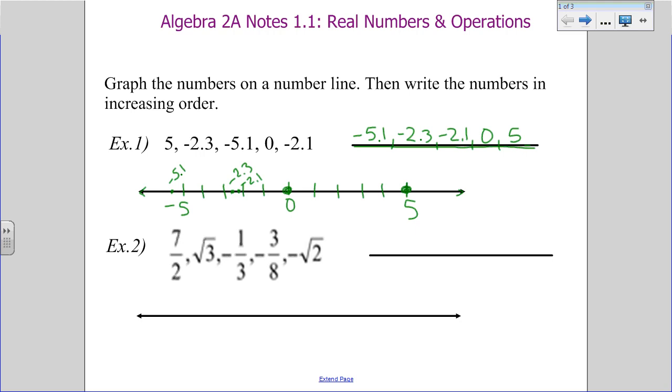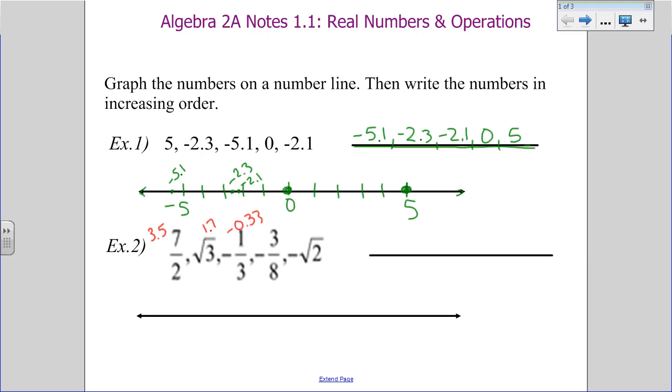Now what we have here is we've got fractions and we have some radicals. And so what we might need to do is take a look at some of those decimal equivalents of those. So we have 7/2, which is 3.5. We have square root of 3, which is 1.7. Negative 1/3, which is negative 0.33.